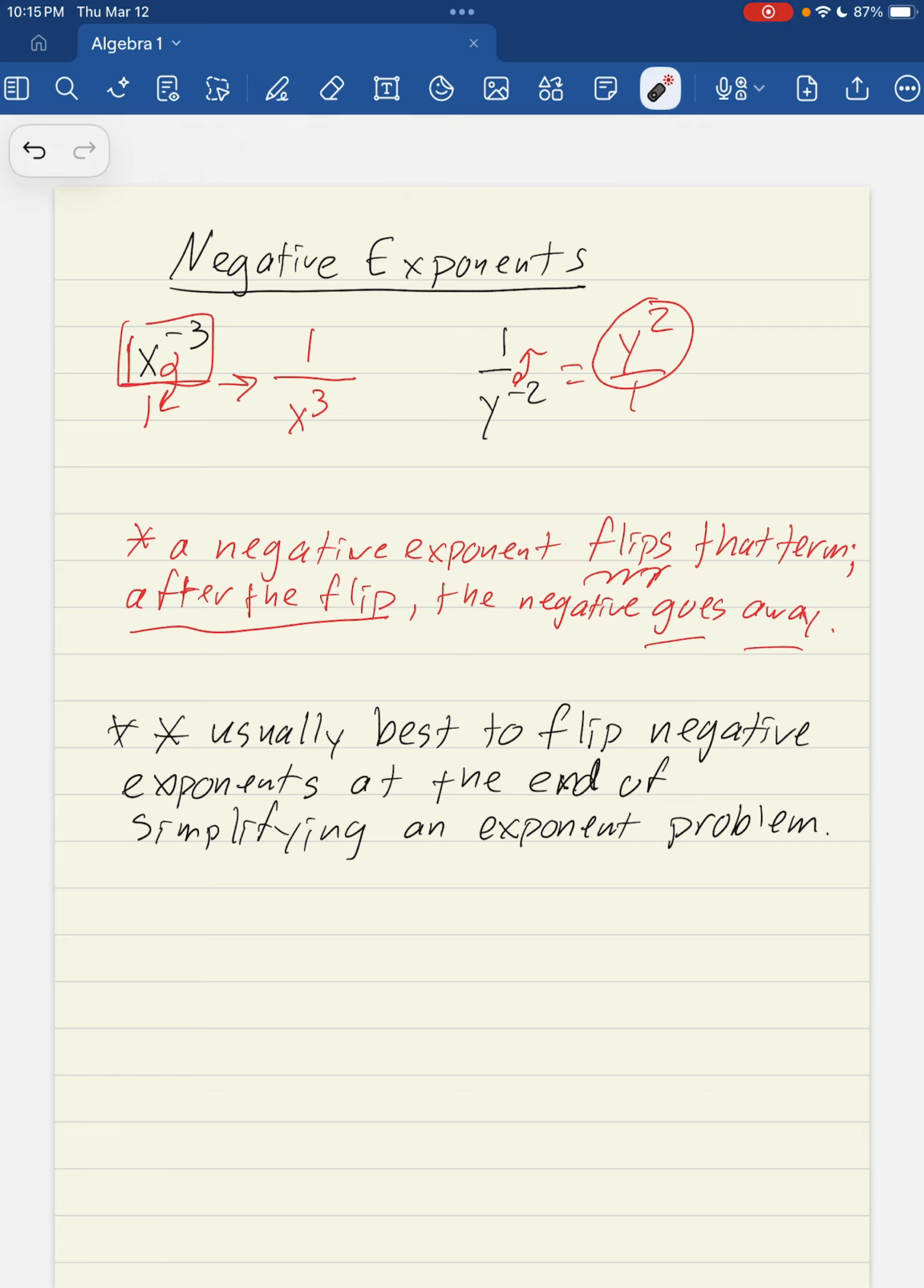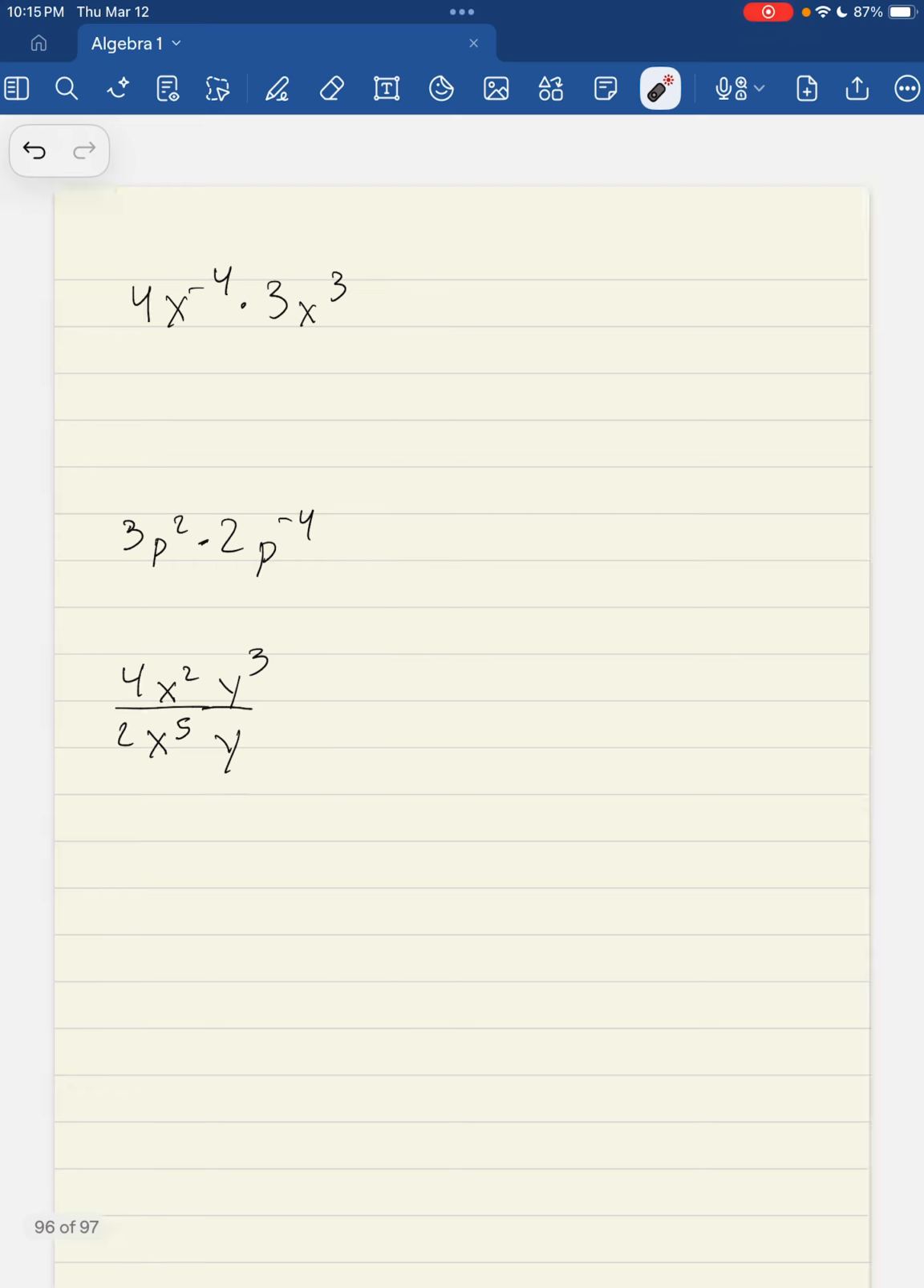Anyway, so again, key deals. All you need to do when you have a negative exponent is flip that term to the other side, or top and bottom, of your fraction, and then remove the negative after the flip. We have to remember that after the flip, the negative goes away. Usually, I've found it's best to flip the negative exponents at the end of simplifying an exponent problem. It just seems to work best. So, let's check these guys out.